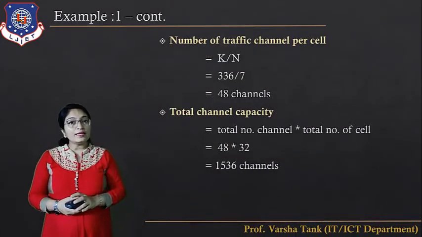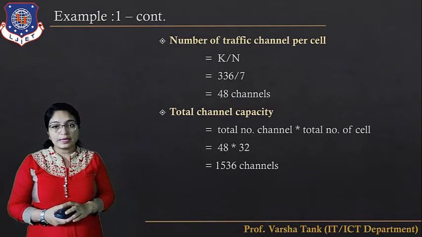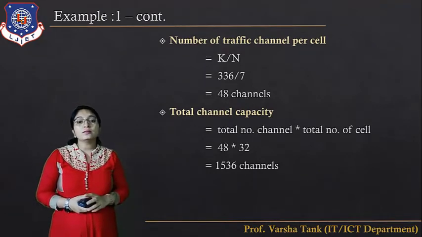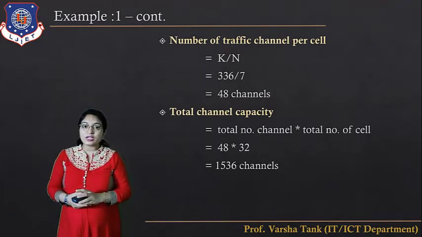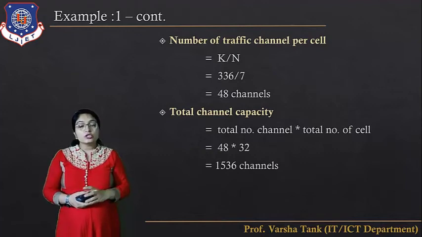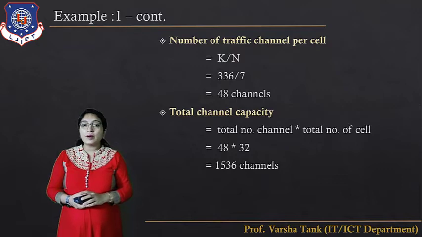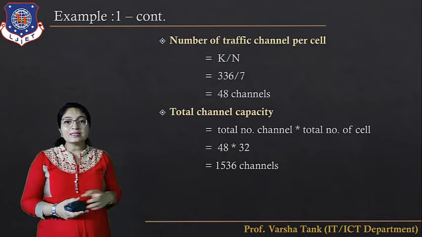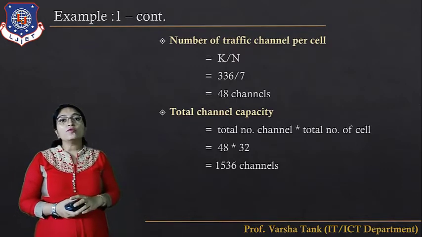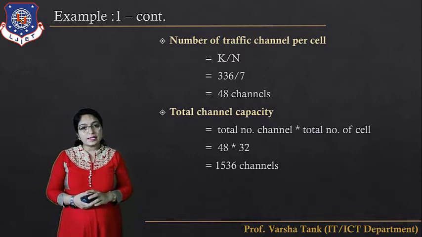Now let's find the number of traffic channels per cell. As we have seen, the formula for the traffic channels per cell is K by N. Here K is 336 and the cluster reuse factor is 7. So the total number of channels per cell is 48.